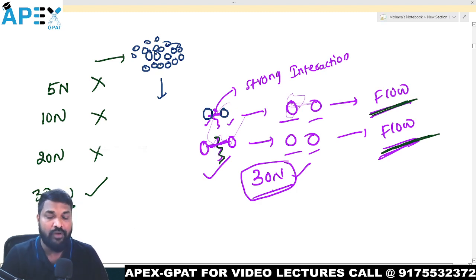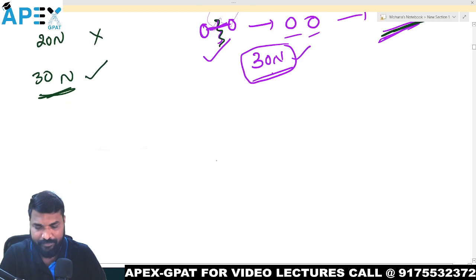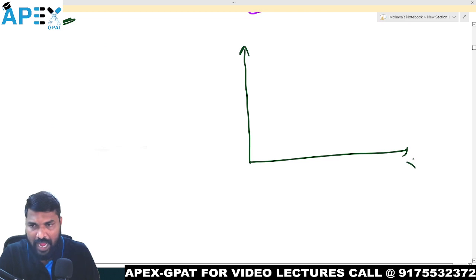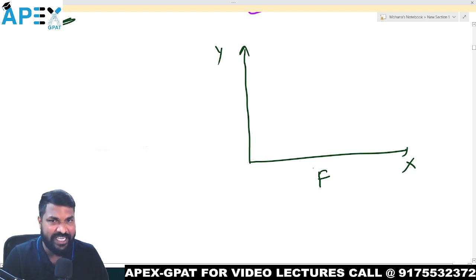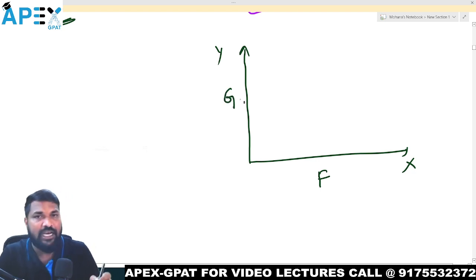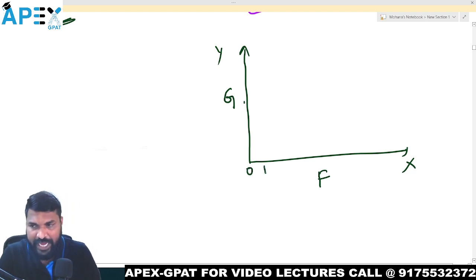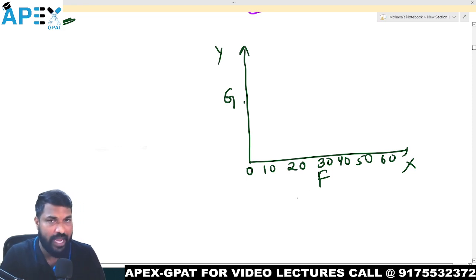If I draw the graph between the shear stress, that is the force, and the rate of shear, that is the flow, how will I get it? Look at this. This is the x-axis and this is the y-axis. On the x-axis, shear stress, which indicates the F. On the y-axis, rate of shear, that indicates the G. Let me take 0, 10, 20, 30, 40, 50, 60 and so on.